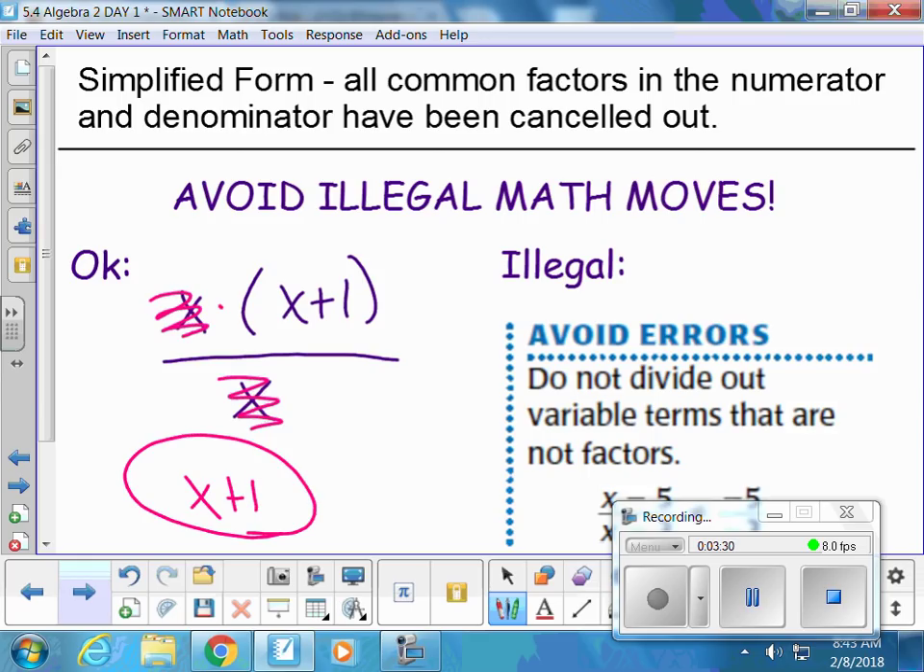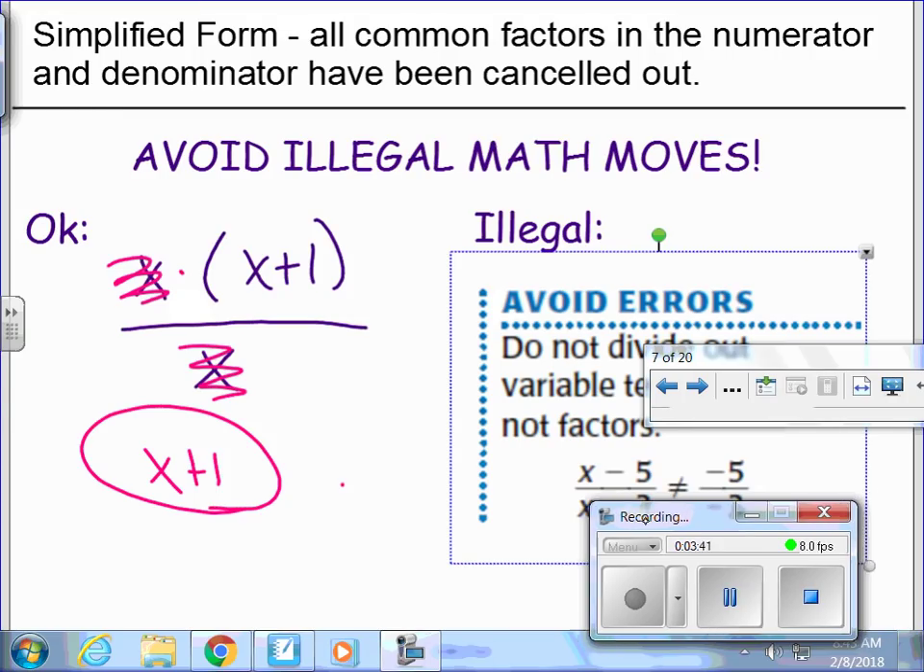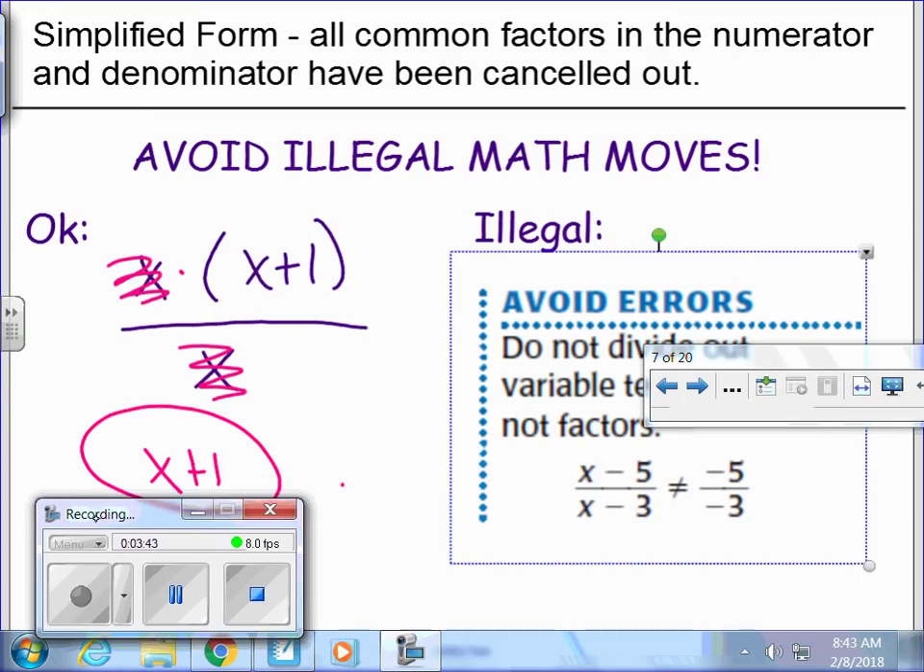Now something that would be an illegal math move would be if you had x minus 5 on the top, it's not a product, it's a difference, x minus 3 in the bottom, and just slashing that x out. That is illegal. That would land you in math jail. So don't do that.